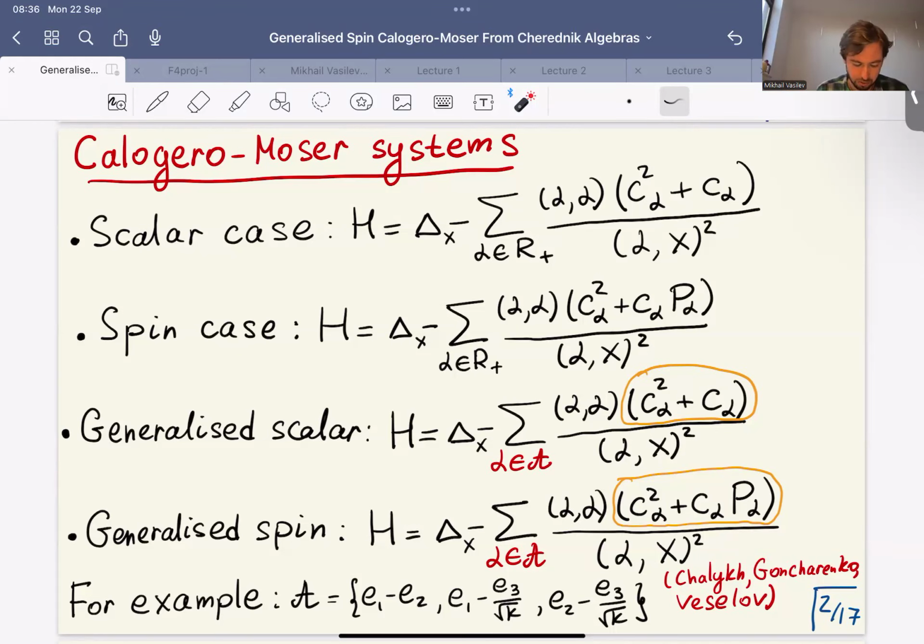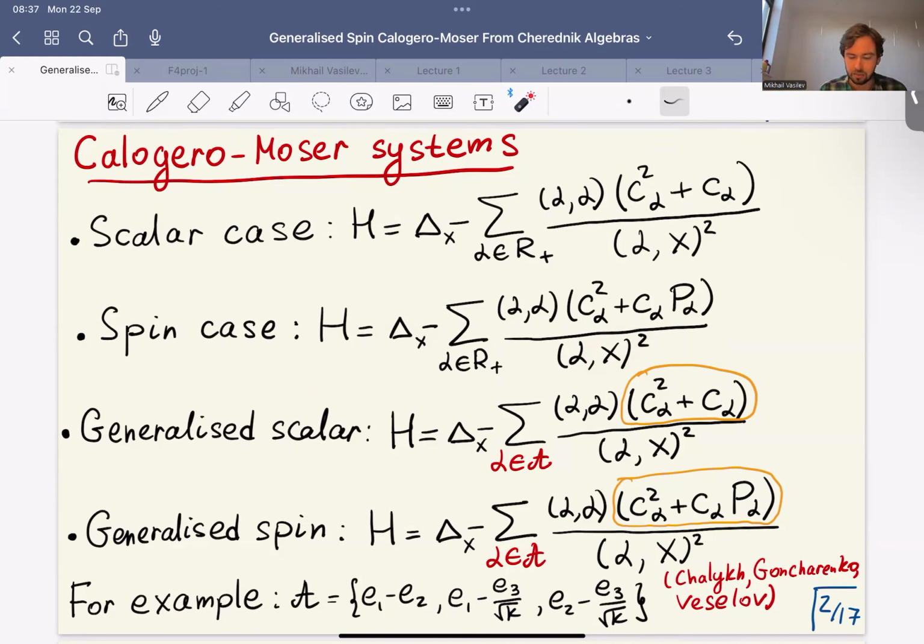It's fine. Okay. So the second case is the spin case. So what we do, we just change this operator slightly. We introduce P alpha here. So P alpha here is a matrix, which is a representation of the Weyl group, and this is a matrix valued differential operator acting on functions of x with values in some representation of Weyl group.